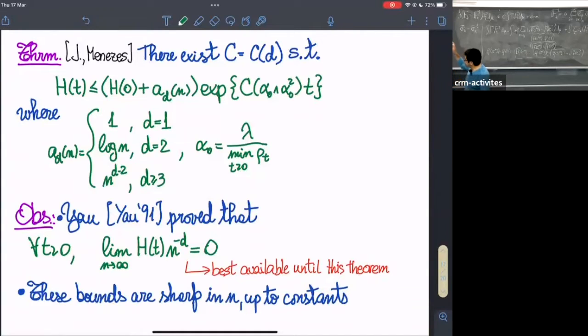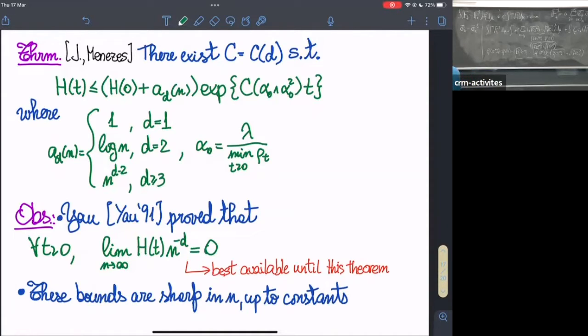Here, if you see, we haven't even used the fact that we have only one zero for the reaction term. So we didn't use the reaction term at all. So this theorem holds in very great generality. And the constants A_d(n), so here you see, and alpha zero.